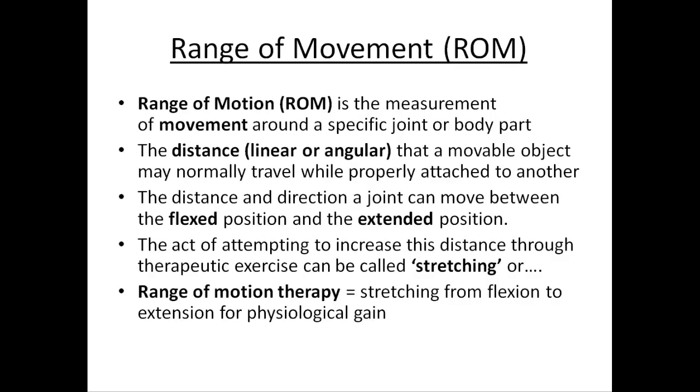So range of movement is the measure of movement around a specific joint or body part. The distance could be linear or angular in a movable object that may normally travel while properly attached to another. So the distance and direction a joint can move between the flex position and the extended position. Take, for example, the knee joint. Fully flexed when the knee is bent, fully extended when the knee is straight.